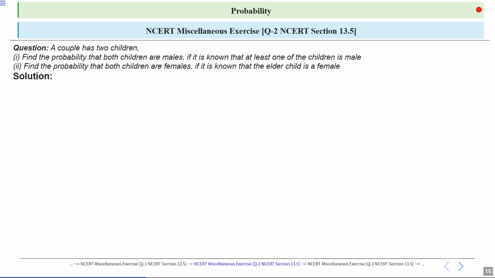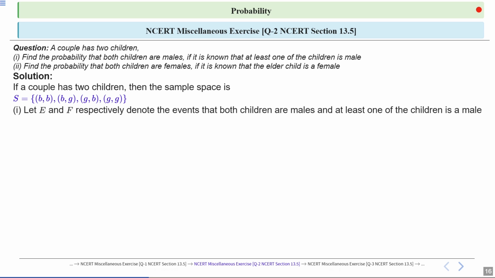So let's start the solution step by step. If a couple has 2 children, then the sample space is S equals {(B,B), (B,G), (G,B), (G,G)}. So set S contains all possible ordered pairs where each element is either B or G. Now let E and F respectively denote the events that both children are males, and at least one of the children is a male.